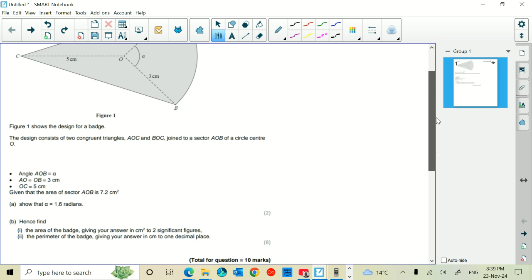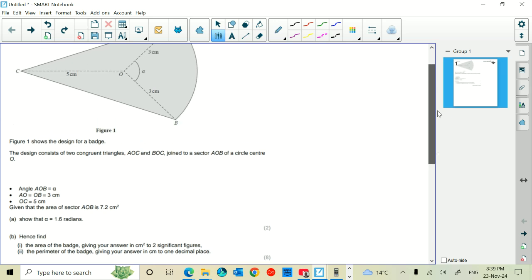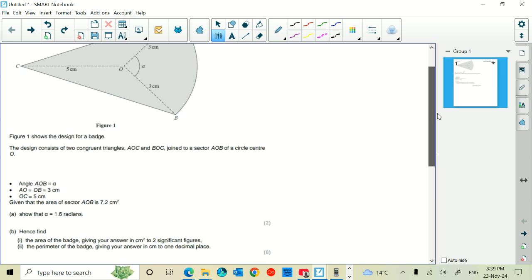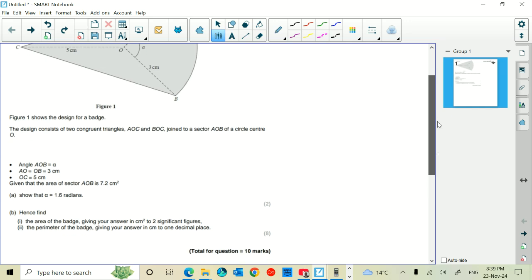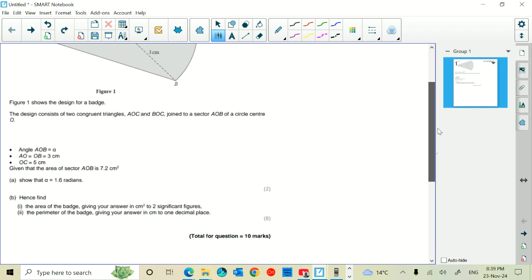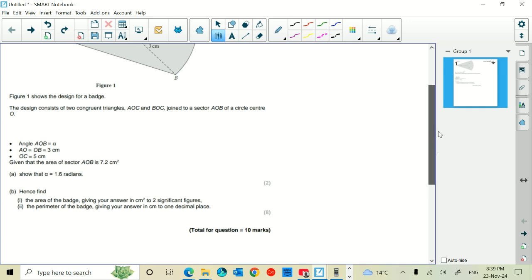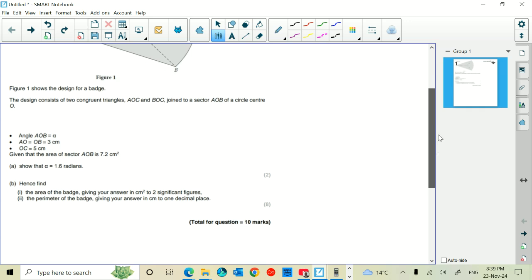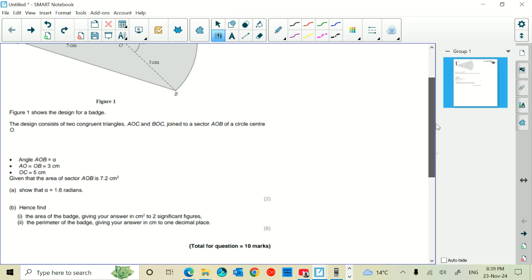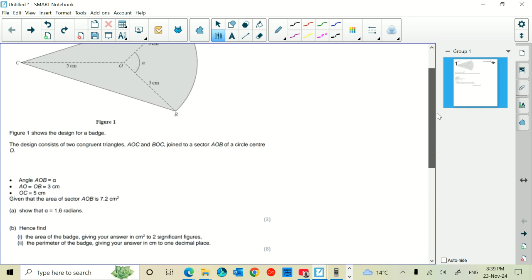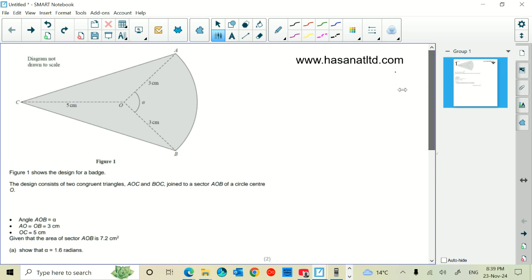And it says given OC is equal to 5 centimeters, given that the area of sector AOB is 7.2 centimeters squared. A, show that alpha is equal to 1.6 radians. B, hence find the area of the badge, giving your answer in square centimeters to 2 sig fig. And part 2, the perimeter of the badge, giving your answer in centimeters to 1 decimal place. And in total, 10 marks. So let's get going with this.